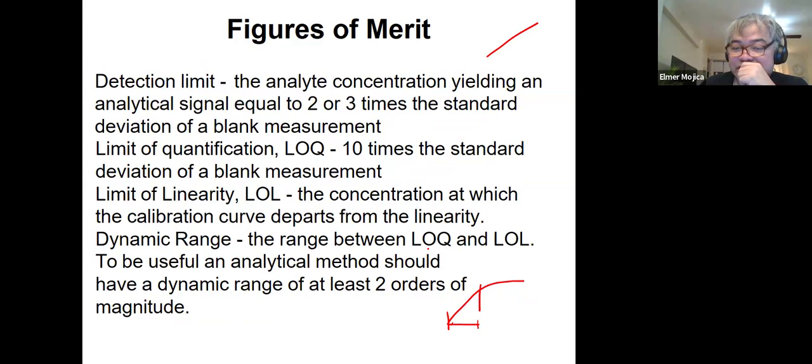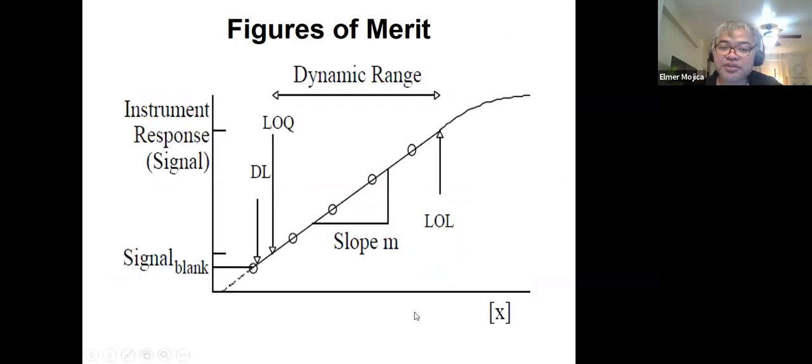And then the dynamic range. So this is the range between LOQ and LOL. So to be useful, it should have a dynamic range of at least 2 orders of magnitude. Okay. So if you're going to look at this, so this is your detection limit. It's how different your signal is from the noise, for the minimum amount of concentration that you can generate a signal. And LOQ, that's 3 times the detection limit. And then the LOL, that's the limit of linearity. So you can have it from here going to that one. And then that's the dynamic range that you have. LOQ going to LOL. So that's what we have for today.